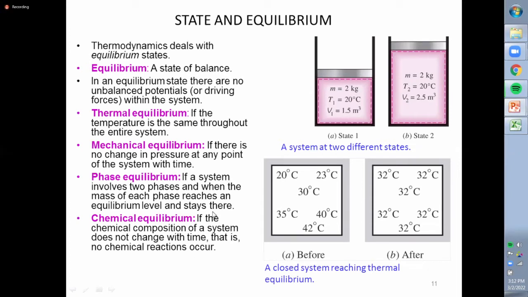So in thermodynamics, if you are saying that the system is in equilibrium, that means we are assuming, or expecting, that there should not be any unbalanced potential associated with thermal, mechanical, phase, or chemical aspects.